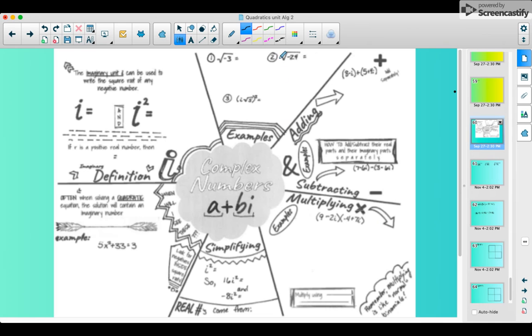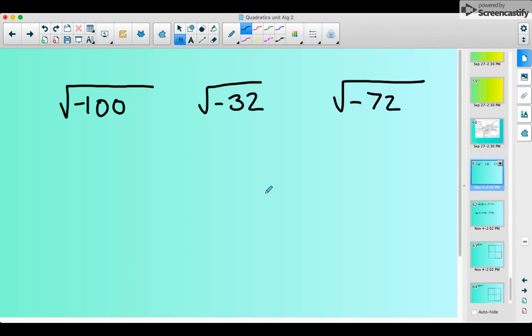All right, so I just wanted to do a quick reminder on complex numbers and imaginary numbers and how to deal with them. So, talking about all the different pieces that we've talked about in class. First thing I want to start with is the simplifying piece of it. Now, I'm going to take this a little bit farther than what we did in class just so you can get a better idea of where we're headed with it.